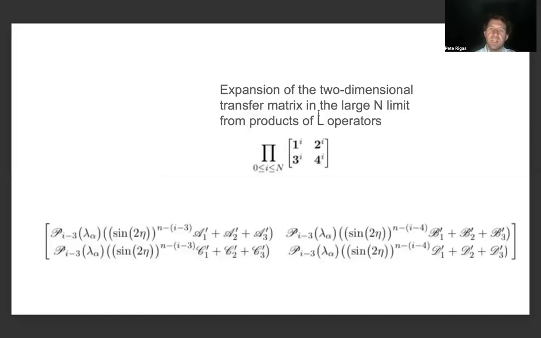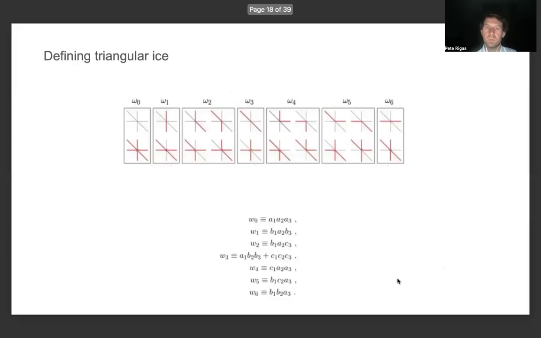And so the expansion of the two-dimensional transfer matrix in the large N limit from this product of L operators is related to the fact that we can obtain some type of recursive system, which is dependent upon a sine of 2 eta term, which appears in the expression for the L operator, as well as the fact that we have other recursive terms which are defined in the paper. And they're dependent upon the staggering and the inhomogeneities of the two-dimensional inhomogeneous six-vertex model.